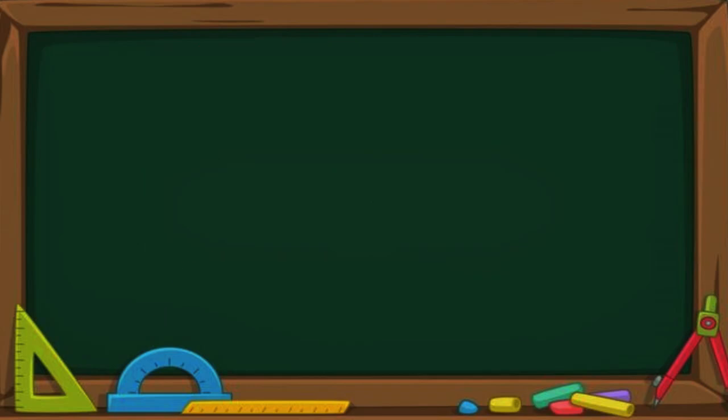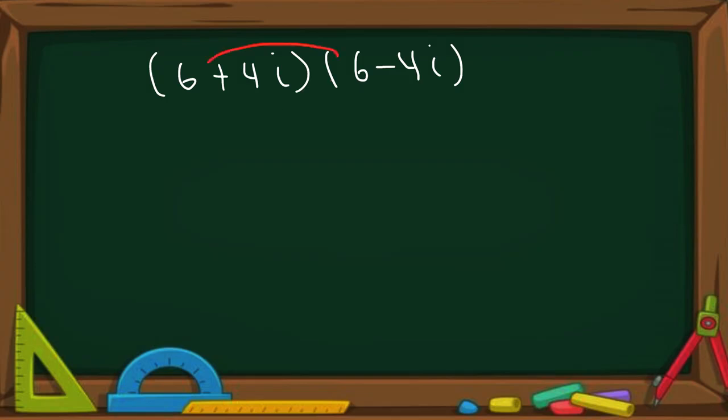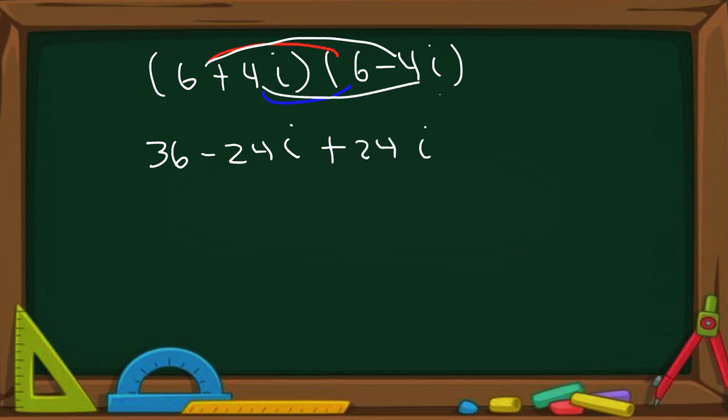Here's the next one. What is 6 plus 4i multiplied by 6 minus 4i? These two are conjugates of each other. Whenever you multiply a complex number by its conjugate, the middle terms will cancel. 6 times 6 is 36, and 6 times -4i is -24i. 4i times 6, that's positive 24i. And finally, 4i times -4i is -16i squared.